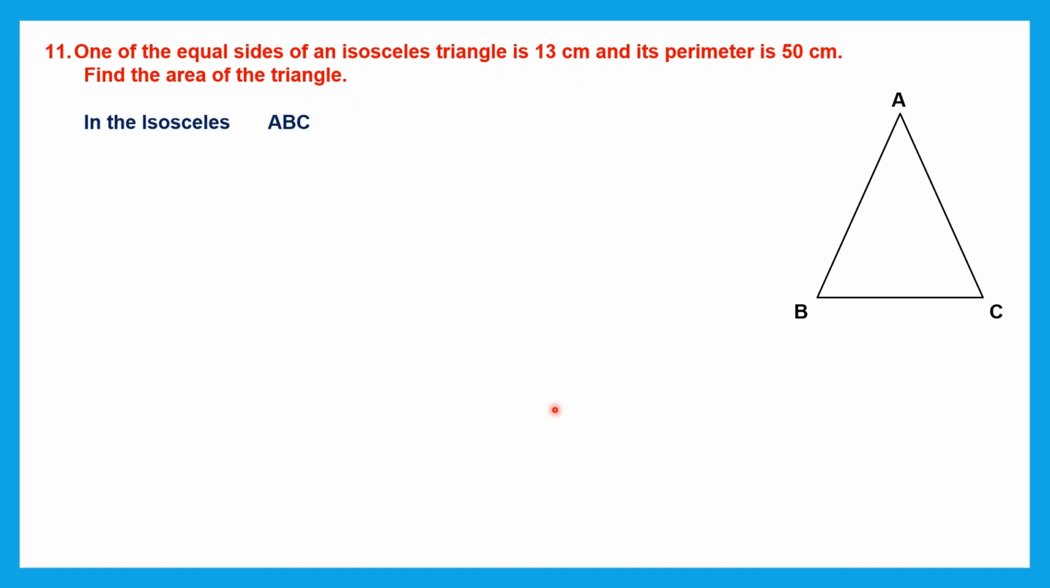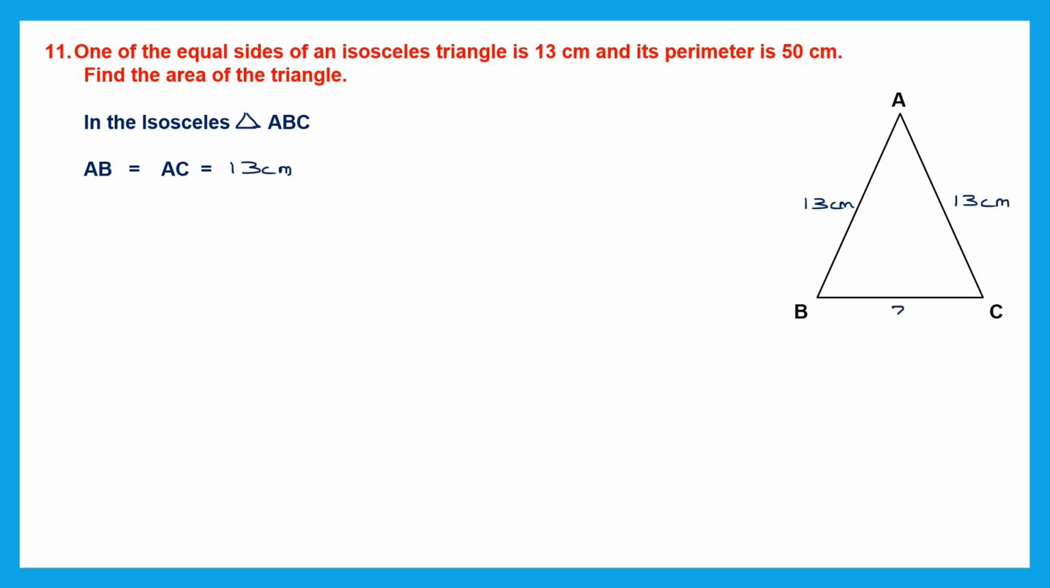So in the isosceles triangle ABC, AB is equal to AC, which is equal to 13 centimeters. So we can take it this way. AB is 13 centimeters. AC is also 13 centimeters.